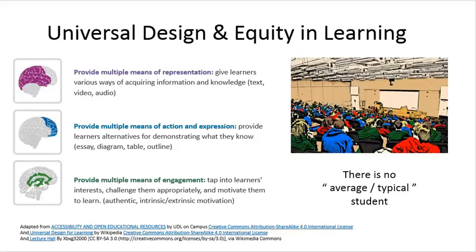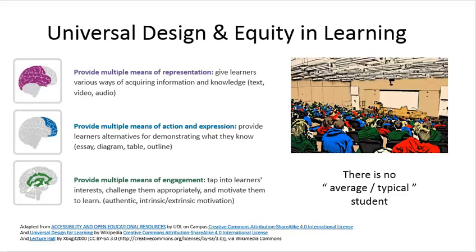So as I mentioned, universal design is used in many fields, and we're going to focus on universal design for learning. Universal design for learning has three components, and we're going to talk about each of these individually. The first one is multiple means of representation. That is giving students different ways to acquire information. For example, in addition to the textbook, also having videos or audios or interactives, different ways for students to learn the content.